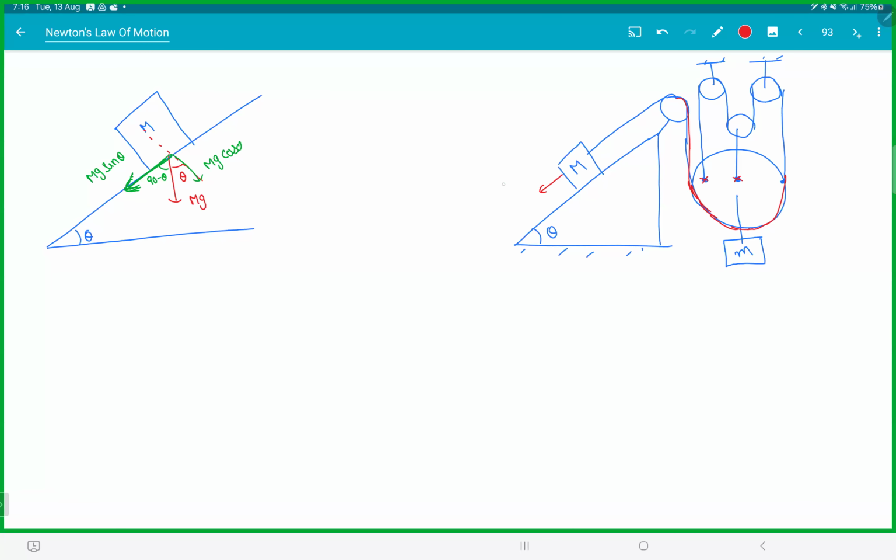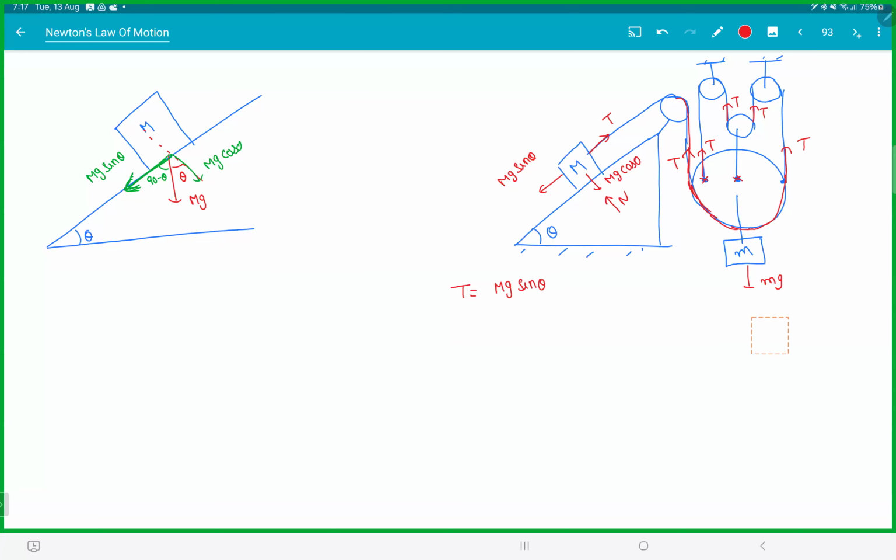So if I draw the FBD, this will be mg sin theta, mg cos theta. This would be normal reaction. This is tension. Since it is in equilibrium, tension must be equal to mg sin theta. It is the same tension here. So this would be tension, tension. This would be tension. This would be tension. Be careful, the string has changed, and this is tension. And this is small mg. So there are 5 tensions there. So 5T is equal to small mg.